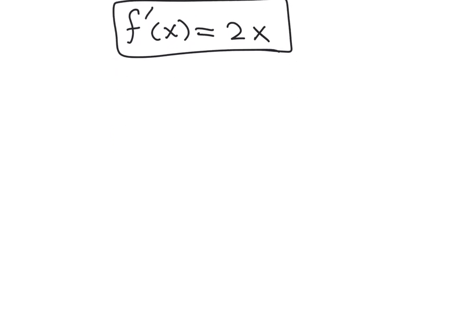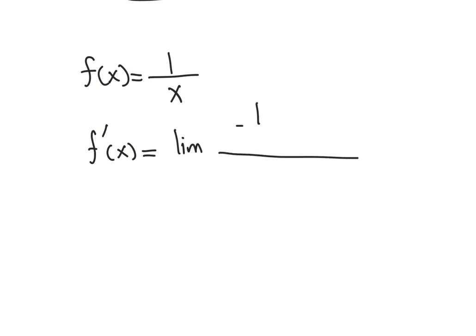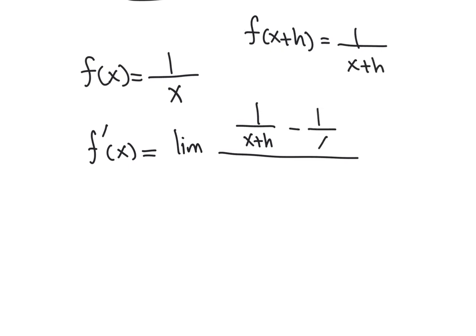Let's see another example. If f of x equals 1 over x, and I ask you to find the derivative of this function, you say f prime at any value of x equals the limit of 1 over x plus h minus 1 over x, over h as h goes to 0. Why? Because f of x plus h equals 1 over x plus h, and f of x is 1 over x.